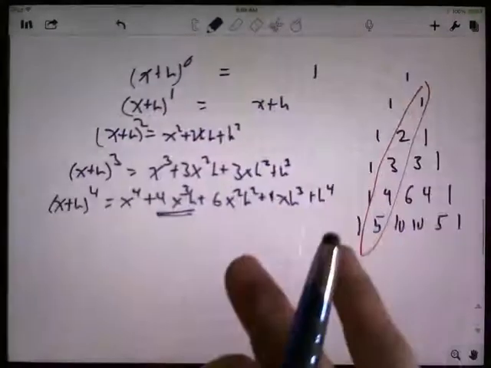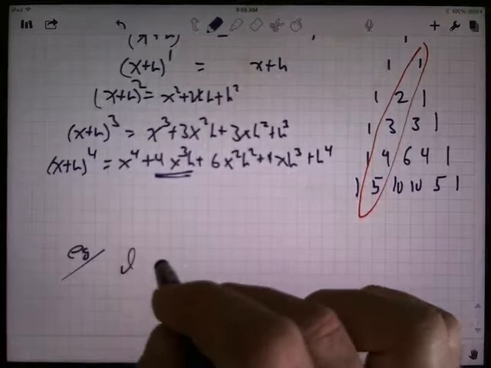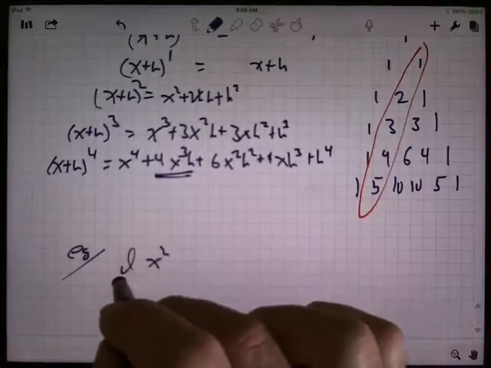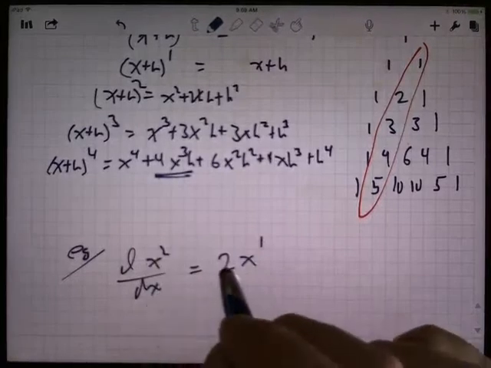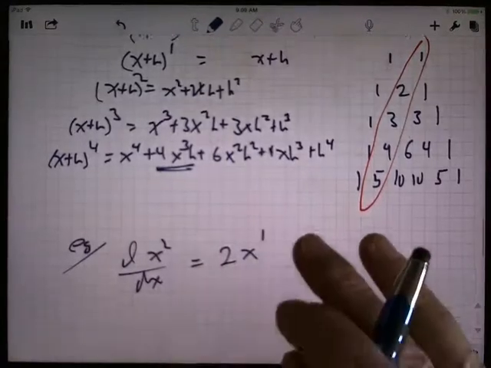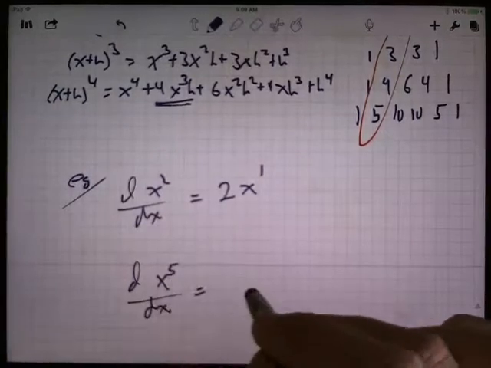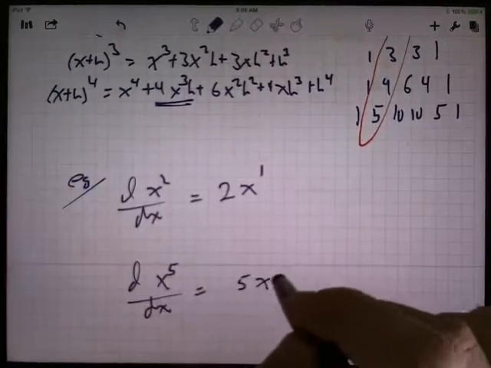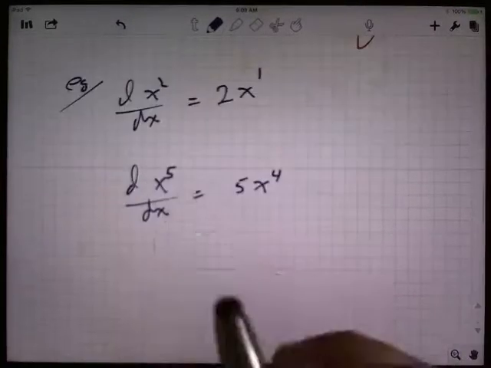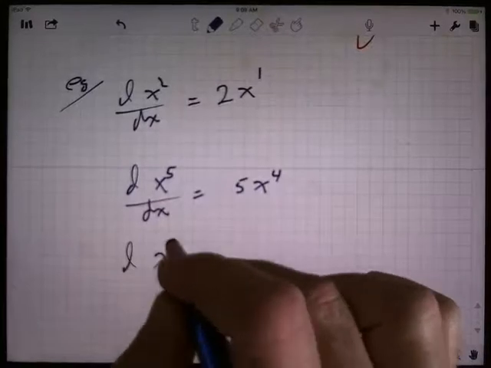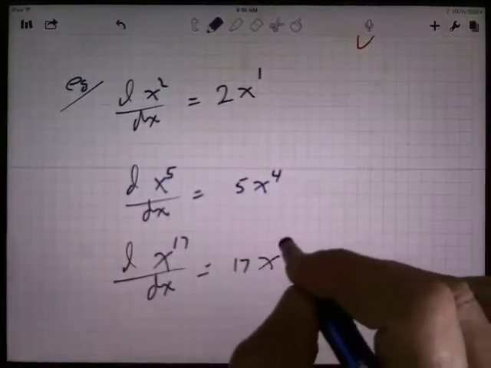Let's do a couple of quick examples here. If I have the derivative of x squared, that should be 2x to the 1. The exponent comes down in front, and then you drop 1 from the exponent. The derivative of x to the 5th power is 5x to the 4. The derivative of x to the 17th power is 17x to the 16.